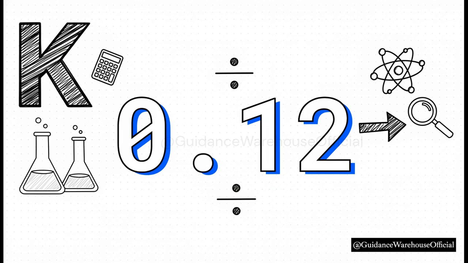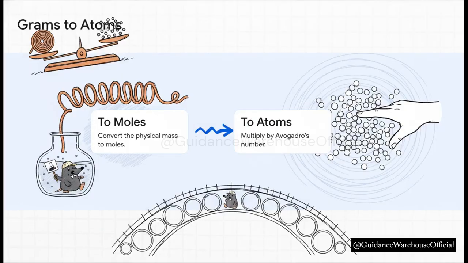Now, let's take it one step further and find the exact number of atoms. What if you have a 5-gram piece of copper electrical wire and you want to know the exact number of copper atoms inside it? We just use a two-step calculation. First, we convert our grams to moles, exactly like we just did with the potassium. Then, step 2, we multiply that number of moles by Avogadro's number. Moles is always our bridge.